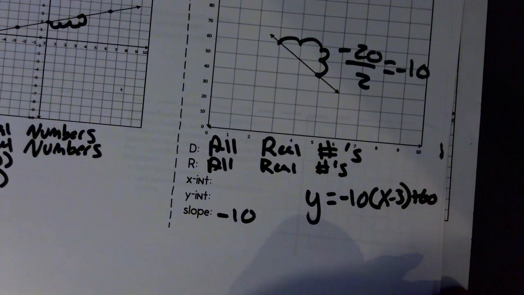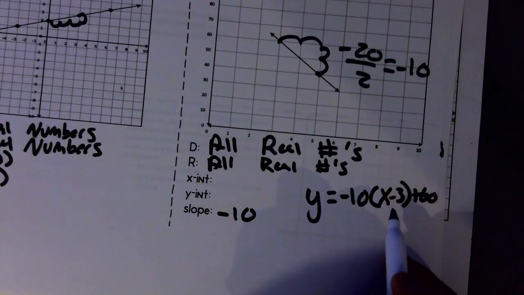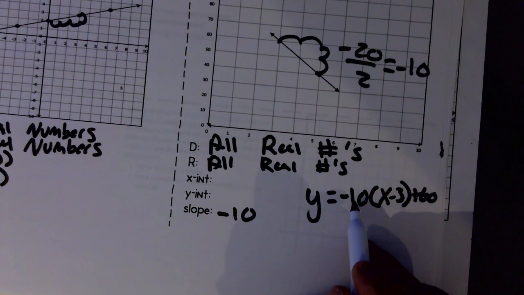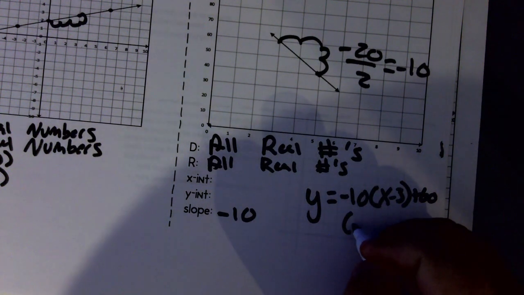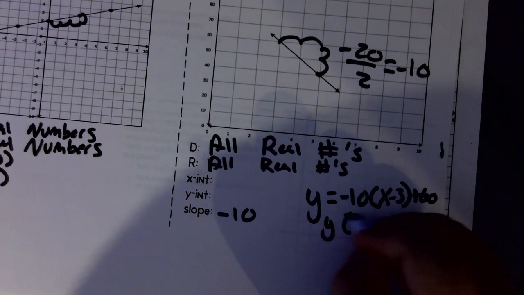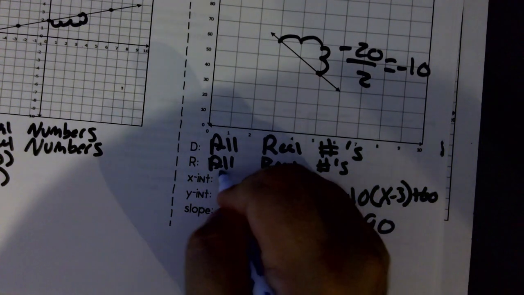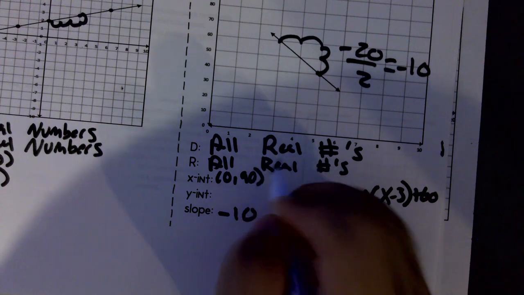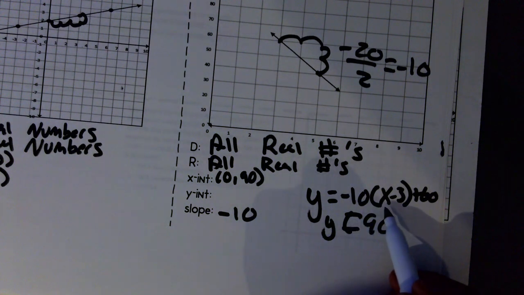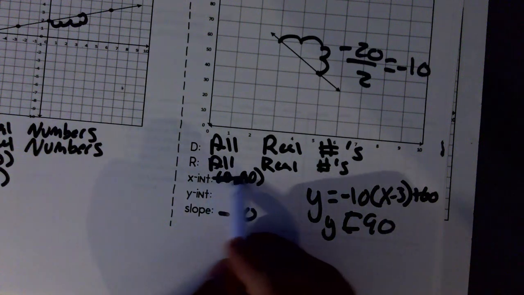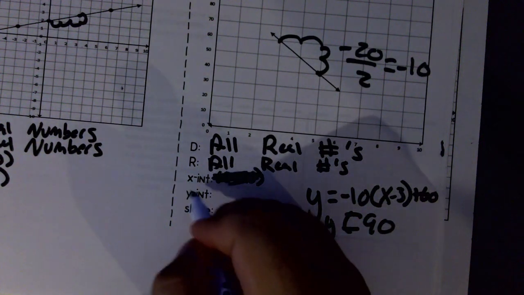Okay, so let's start with the y-intercept. When x is 0, 0 minus 3 is -3. -3 times -10 is 30. 30 plus 60 is 90. So when x is 0, y is 90. Now for my y-intercept, I'm sorry, I put this in the wrong spot. This is (0, 90) for the y-intercept.